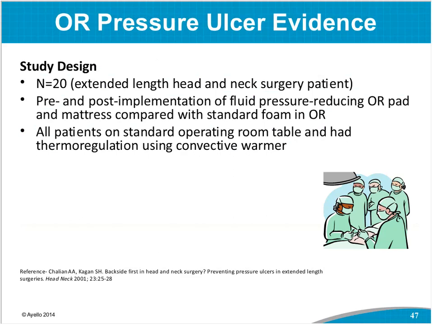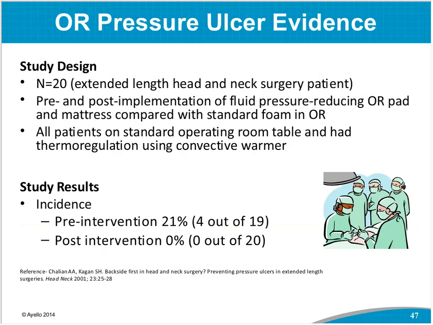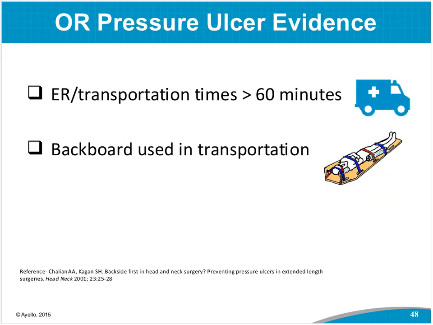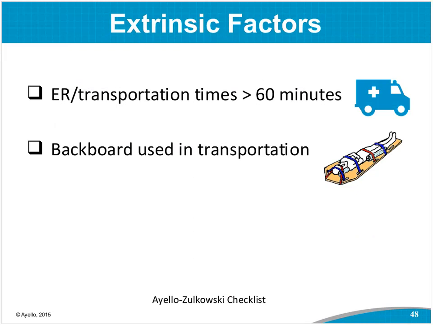Here's another study that was published by a different group of people looking specifically of people with head and neck surgeries, and they implemented fluid pressure ulcer reducing OR pads, and everybody had standard OR thermoregulation using convection warmer. So you see the incidence pre and post, they were able to eliminate pressure ulcers. So again, we need to think about specific areas for our patients in the surgical area.